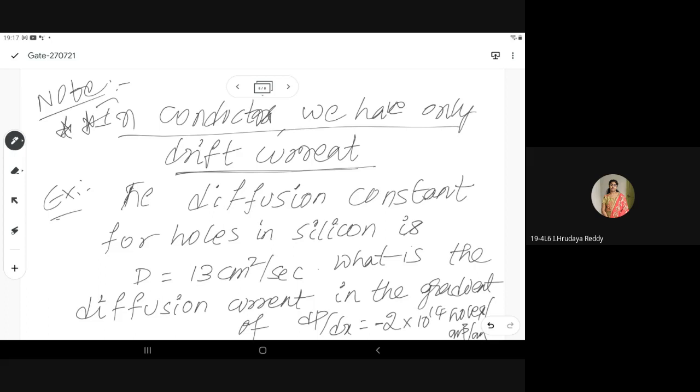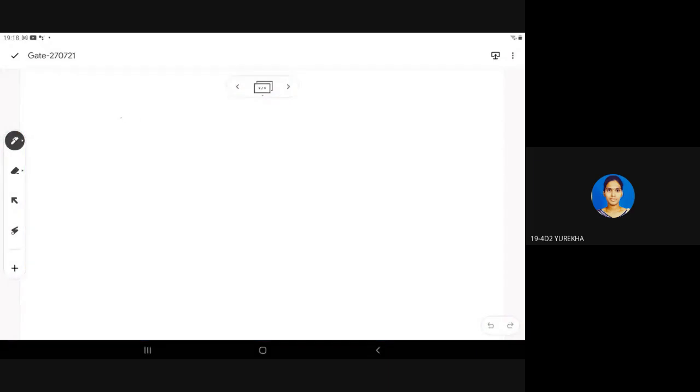So they have given the data: the diffusion constant for holes, Dp, and dp/dx, which is -2 × 10^14. What is the question asking? The diffusion current. Diffusion current we represent as Jp only, because we are not representing any area, so directly we represent it with diffusion current density.